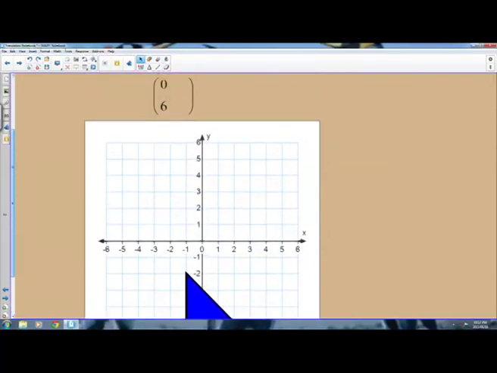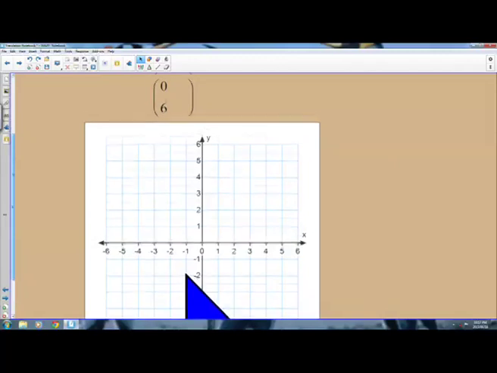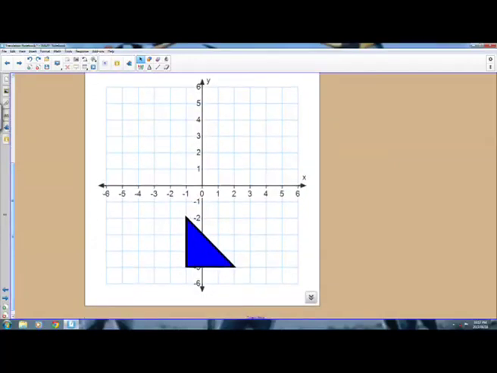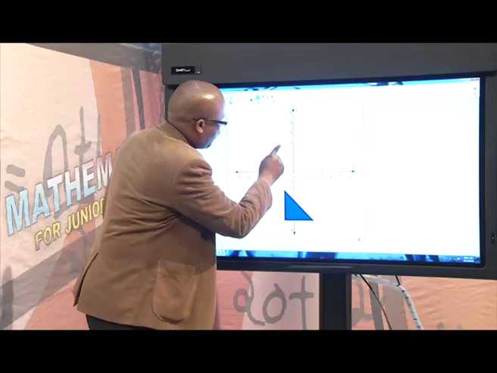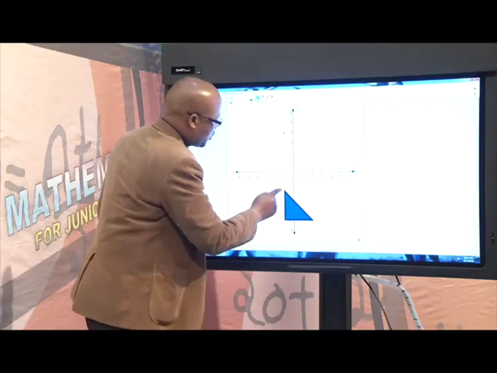Let us have a look at this one. It says we are to translate using vector 0, 6. So the vector of translation is 0, 6, meaning you are to move along the vertical direction only, because along the horizontal axis is 0. We only have a dimension along the vertical axis. So the point is here, 0, 6. It means along the x-axis you move 0. Now what about the y-axis? 1, 2, 3, 4, 5, 6. So this point will be here.